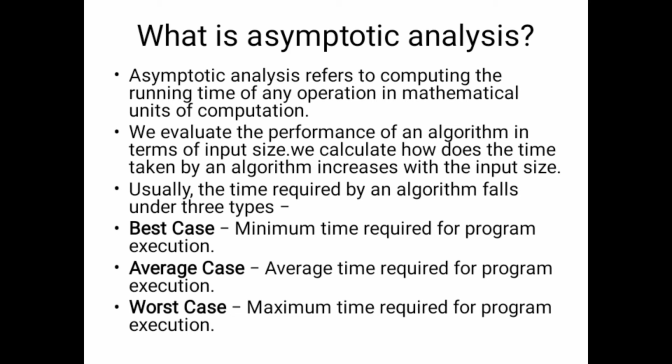The time required by an algorithm falls under three types: best case, average case, and worst case. Best case is the minimum time required for the program execution. Average case is the average time taken by the program execution, and worst case is the maximum time required for program execution. There are basically three asymptotic notations: big O notation, omega notation, and theta notation.